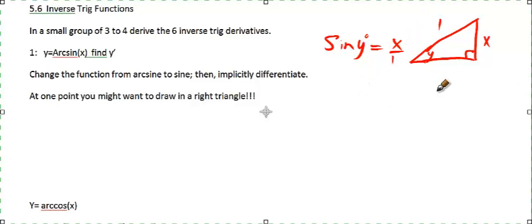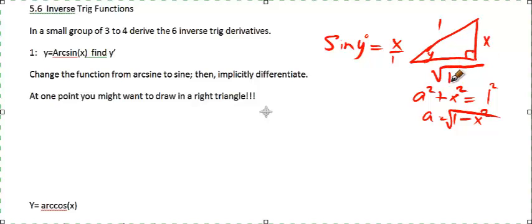Now if I wanted to complete the triangle, I could use the Pythagorean theorem. So we have a squared plus x squared equals c squared, 1 squared. So a squared would be 1 minus x squared, and we have the square root of it. I'm not going to put plus or minus on there because we're talking about sides of our triangles. 1 minus x squared.